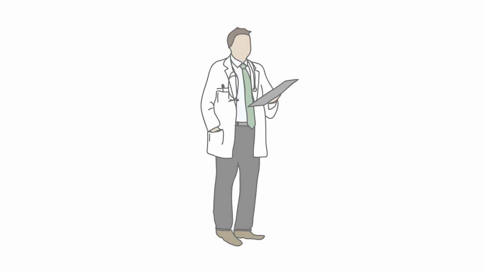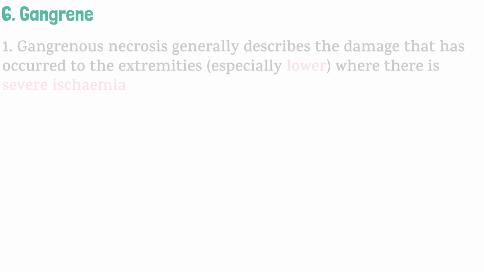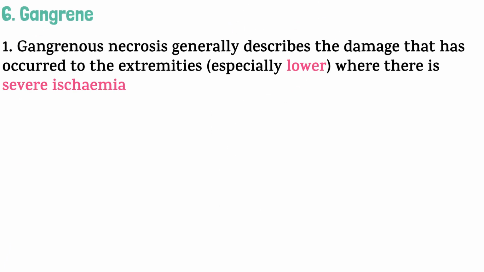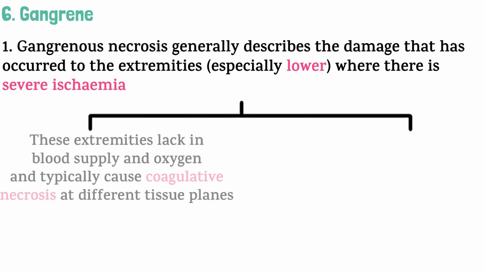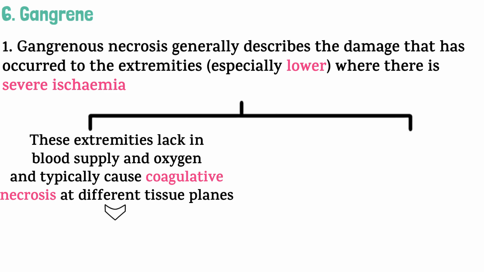Last type of necrosis is gangrene, which is diagnosed by a clinician. Gangrenous necrosis generally describes the damage that has occurred to the extremities, especially lower, where there is severe ischemia. These extremities lack blood supply and oxygen and typically cause coagulative necrosis at different tissue planes. This is known as dry gangrene.